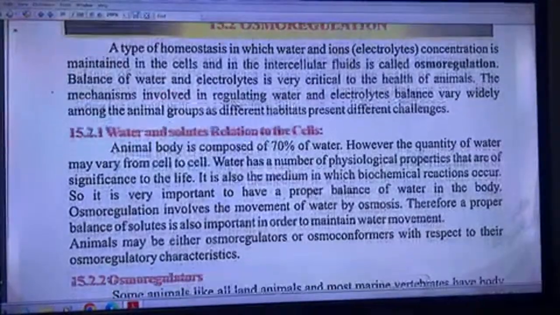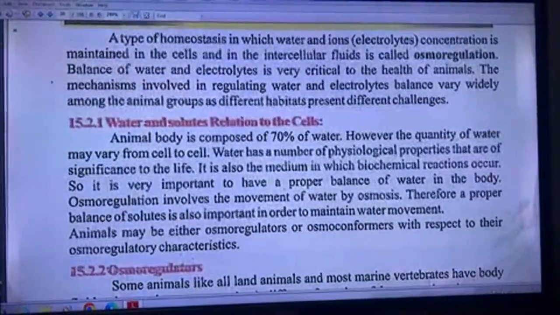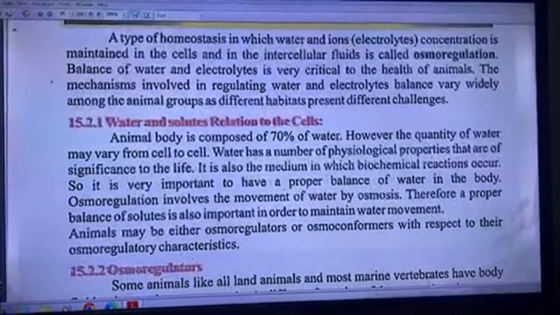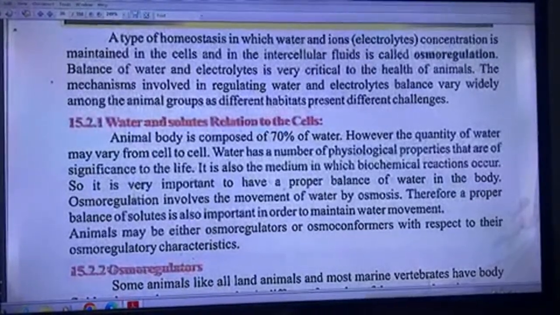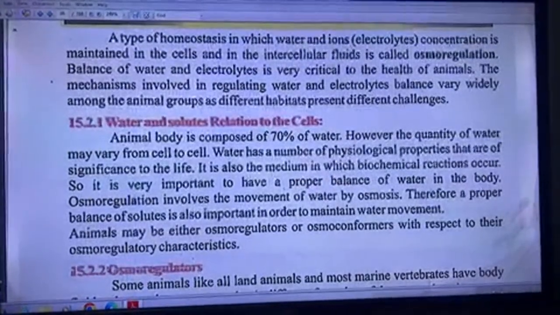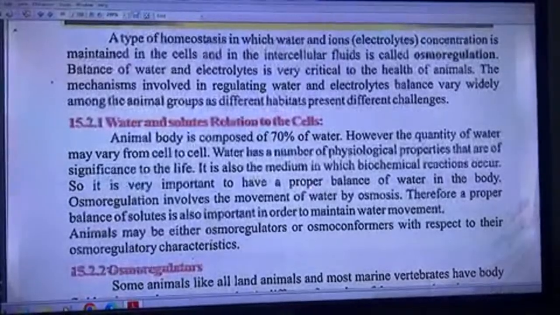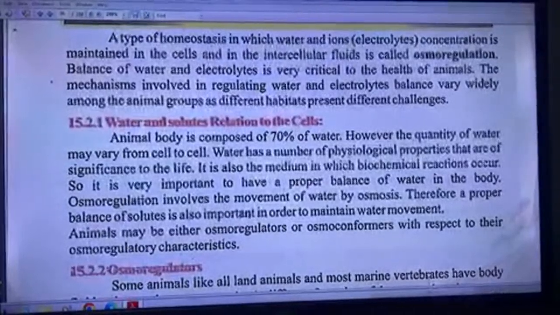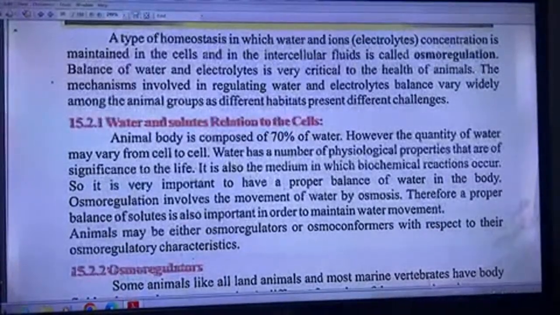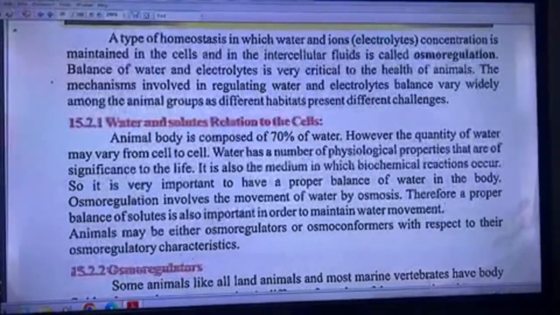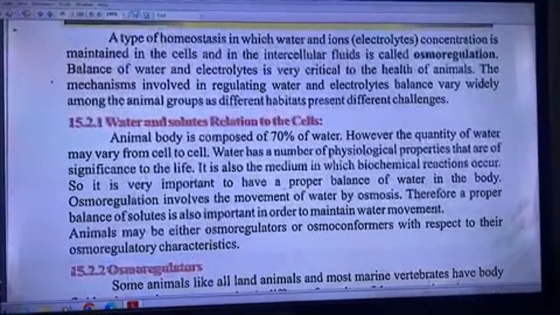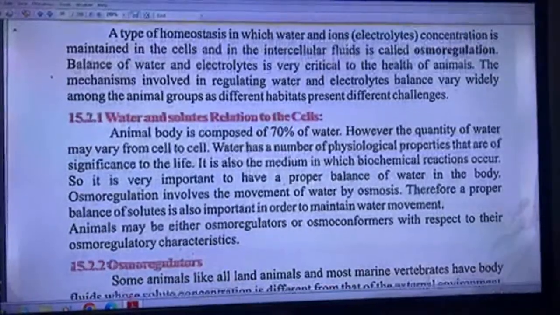A type of homeostasis in which water and ion (electrolyte) concentration is maintained in the cells and in the intercellular fluid is called osmoregulation. Balance of water and electrolytes is very critical to the health of animals. The mechanisms involved in regulating water and electrolyte balance vary widely among the animal groups, as different habitats present different challenges.